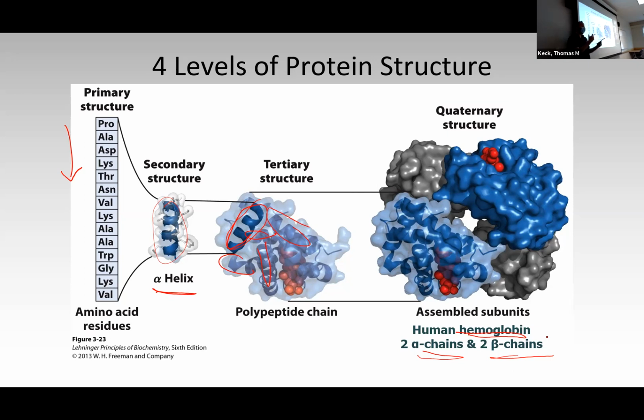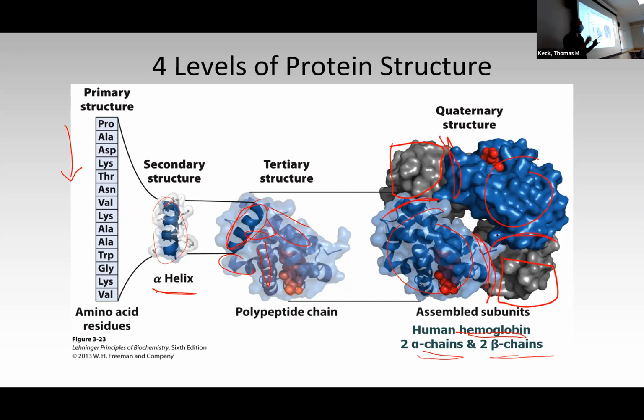But what they do is they come together and form this larger structure where the two alphas and the two betas form a three-dimensional structure with certain interfaces where they interact.